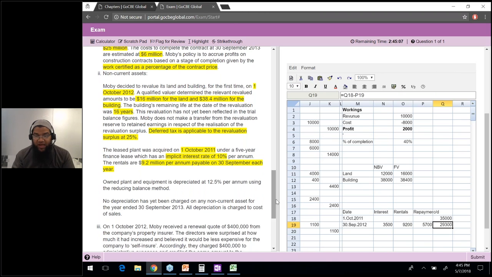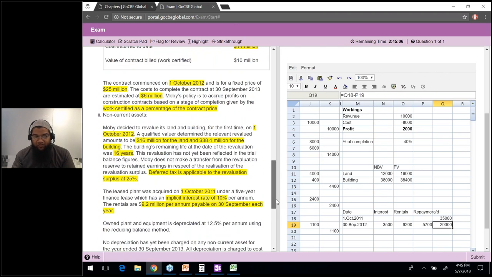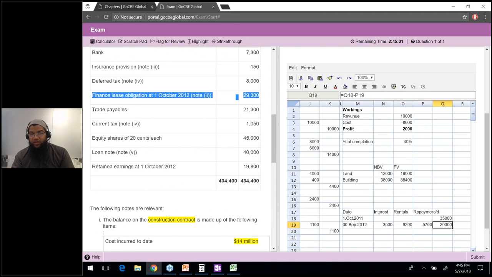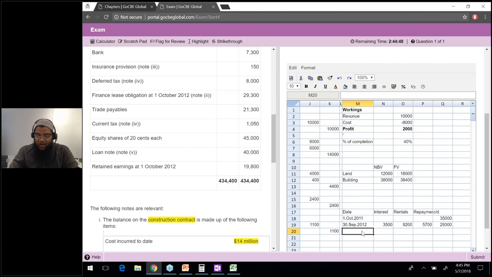This value should be there in the trial balance. And if you see, this is there, 29,300. So we are going on the right track. These are the values that the question has already incorporated and already accounted for. Now we need the accounting of 30th September 2013. So if we simply copy this and paste this, it will automatically calculate the values for the current year.